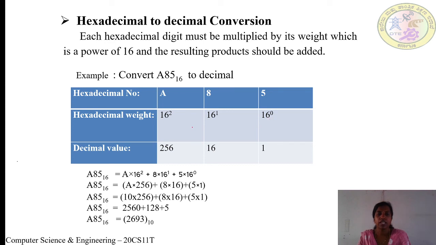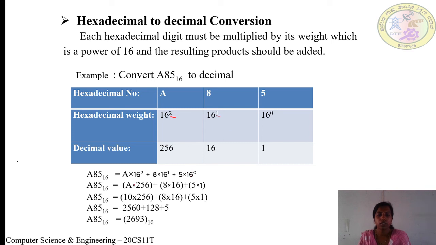The equivalent hexadecimal weights are 16 to the power of 0, the next higher power 16 to the power of 1, and the next 16 to the power of 2. The equivalent decimal values are: 16 to the power of 0 is 1, 16 to the power of 1 is 16, and 16 to the power of 2 is 256. According to the procedure, multiply every digit by its weight: A into 16 to the power of 2 plus 8 into 16 to the power of 1 plus 5 into 16 to the power of 0.